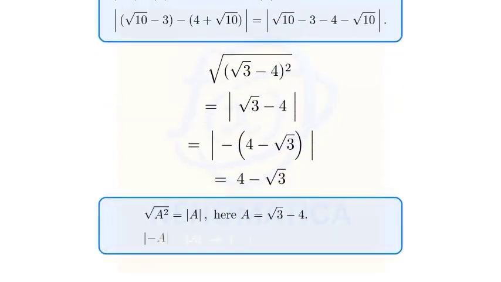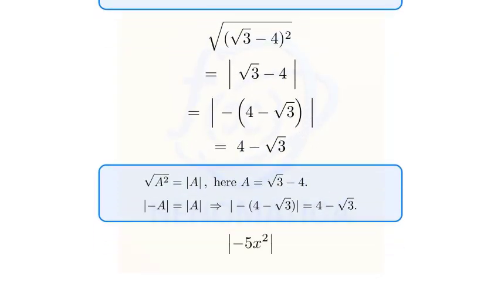Key fact, the square root of a squared expression equals the absolute value of the expression. Then we used absolute value of negative A equals absolute value of A to write the non-negative form 4 minus root 3. Example C. Absolute value of a product equals the product of absolute values.